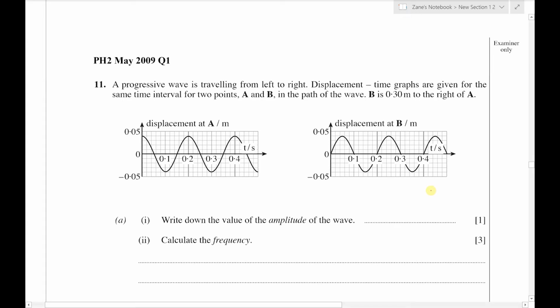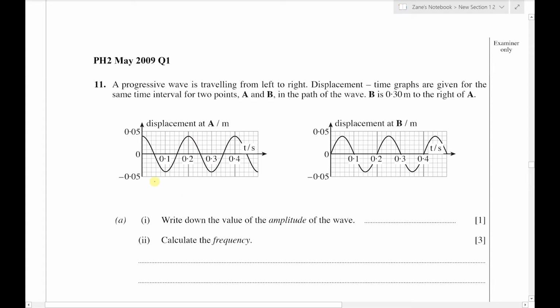What we've got is a progressive wave travelling from left to right, and we're given displacement-time graphs for the same time interval for 2 points A and B in the path of the wave. B is 0.3 meters to the right of A. And the first thing we've got to do is write down the value of the amplitude of the wave.